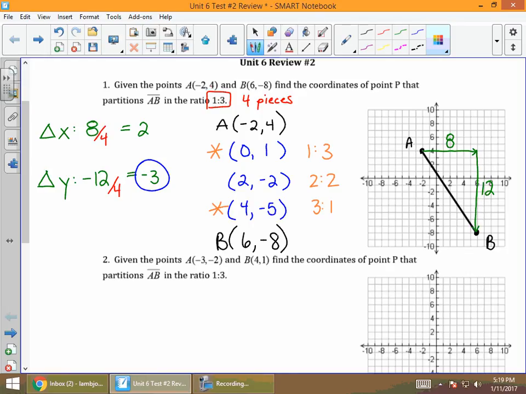Yes, you can get there by looking at the slope. If I know that I have to go right 2 and down 3, I can start at point A, go right 2 and down 3, and you'll see that point right there is at 0, 1. Go right 2 again and down 3 more, and you'll see the point at 2, -2. Go right 2 and down 3 more, and you'll see the point at 4, -5. Right 2, down 3, you would be at point B. So you could do that one graphically.